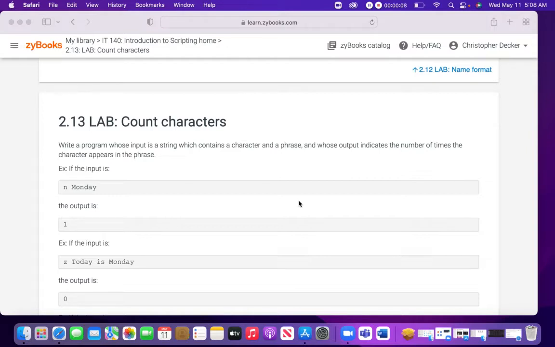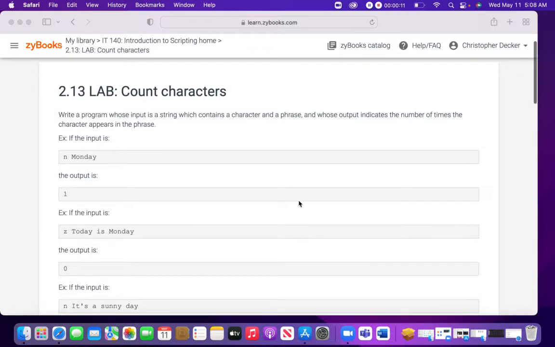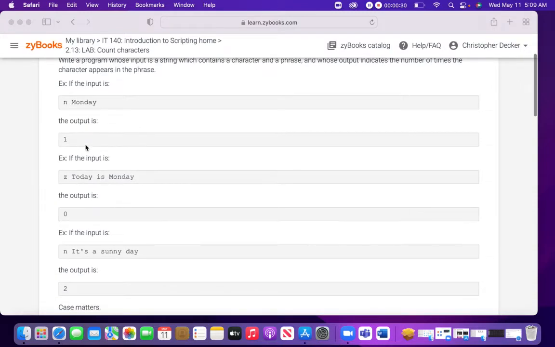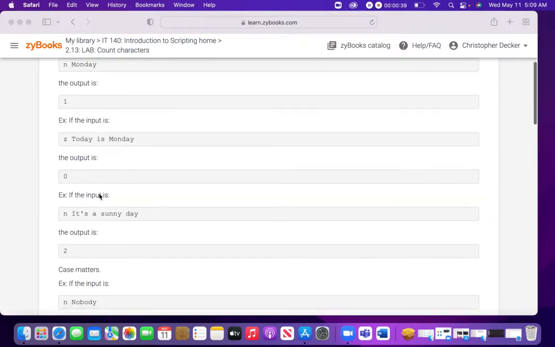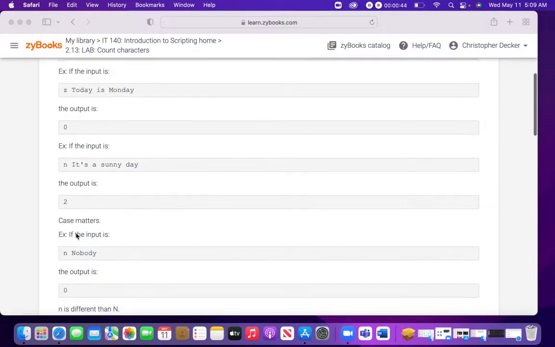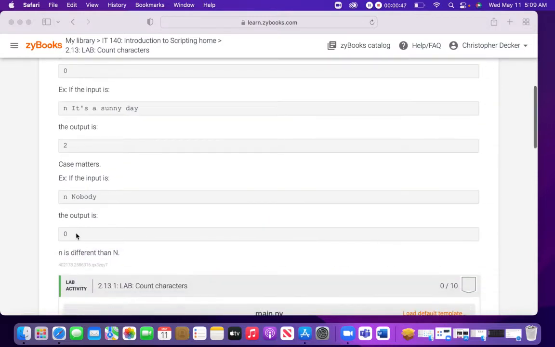Lab 2-13 this week, count characters. In my opinion, this lab is super confusing, but super easy. If the input is n Monday, the output is 1. You see how n is before Monday, that's your character, and they're saying, count how many times n shows up in your string. If the input is Z, today is Monday, output is 0. There's no Z in that string. If the input is N, it's a sunny day, 2 N's, 2, and so forth. You get what they're doing.